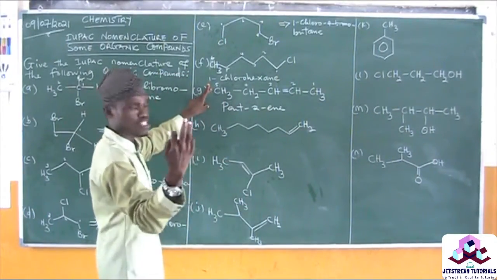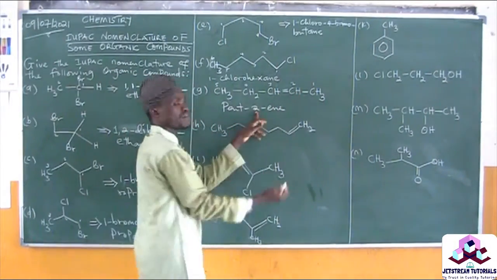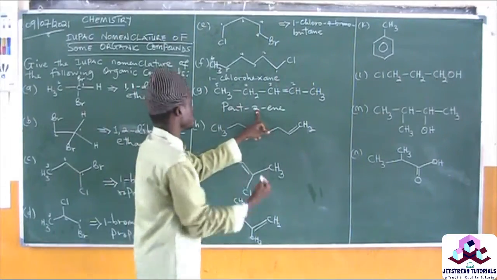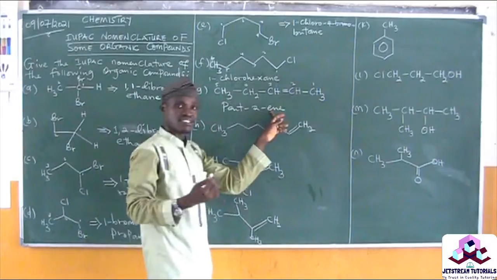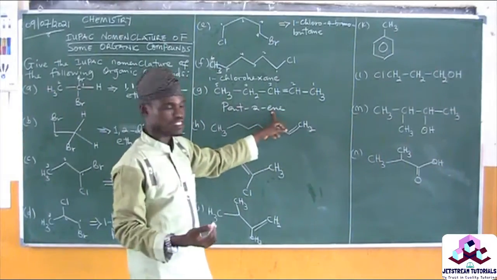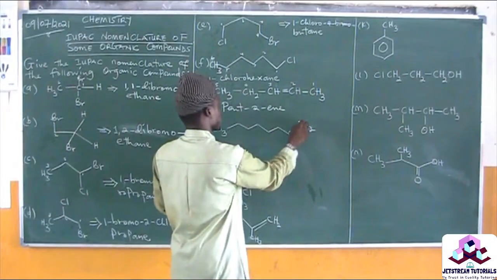Pent, 5 carbon atoms, 2-ene at carbon 2, which is having the lowest possible number, is ene. We have a double bond there. Ene in organic chemistry here refers to what? Double bond. Is that okay? Then we come to this, the same thing applies here. So we start our numbering from here.